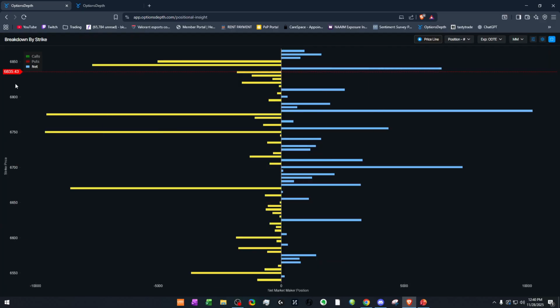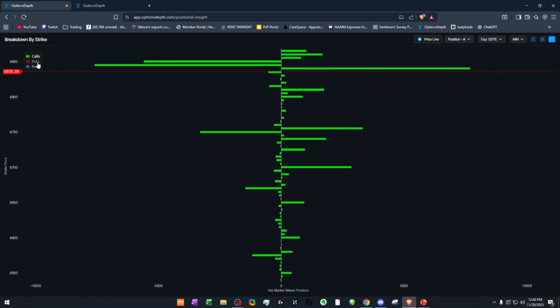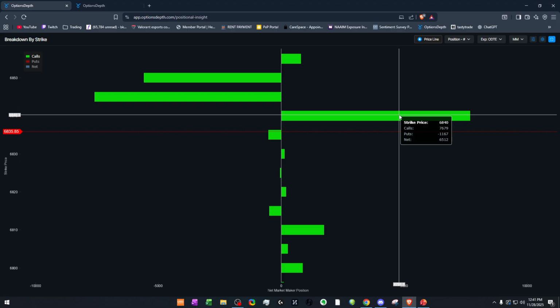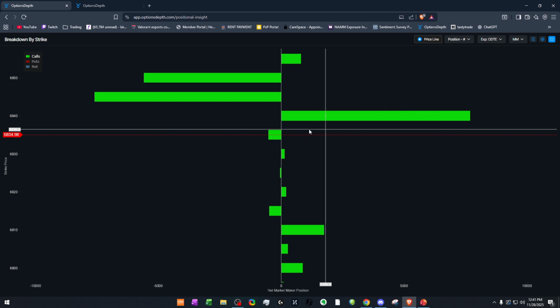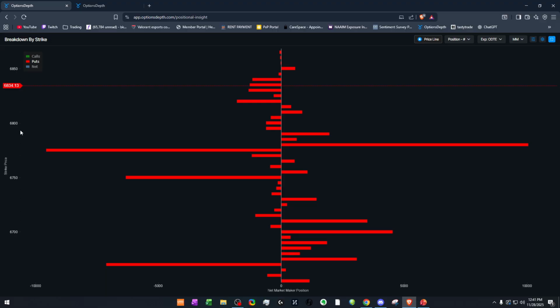And then the last thing that I use is the breakdown by strike chart. So there's different ways to visualize the data, but basically it just shows you at each strike what the positioning is. So I have this set to market maker. So this is showing what positions the market maker has. So for example, if we zoom in at 68.40, they are long 7,679 calls. And if we switch it to puts, these are the put positions that they have.